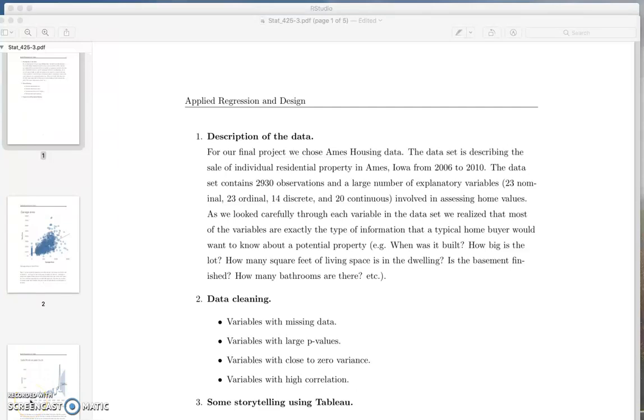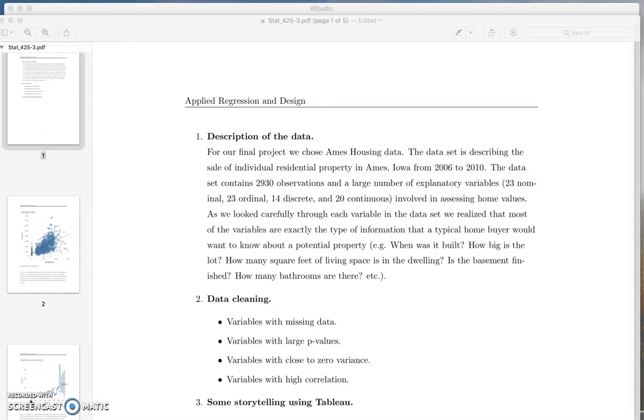In our team, we have three members, Per, Jaejin, and Samal. We have decided to work on the Ames housing data set, which describes the sale of individual residential property in Ames, Iowa from 2006 to 2010. The data has 2,930 observations and a lot of explanatory variables.